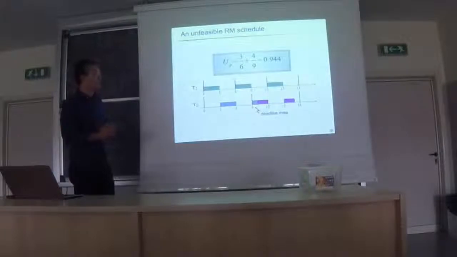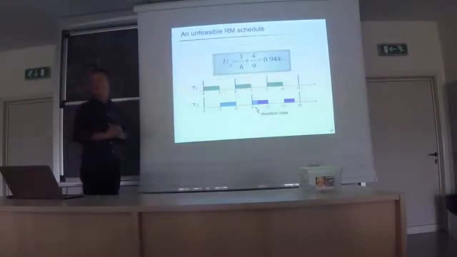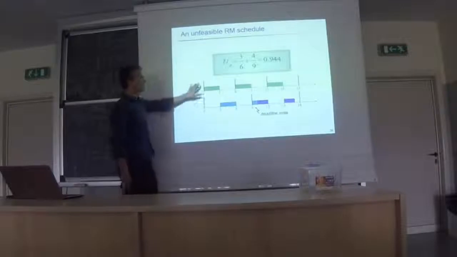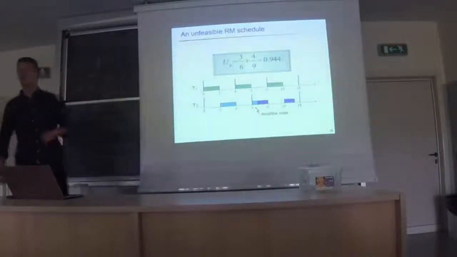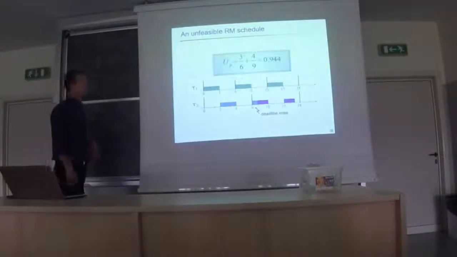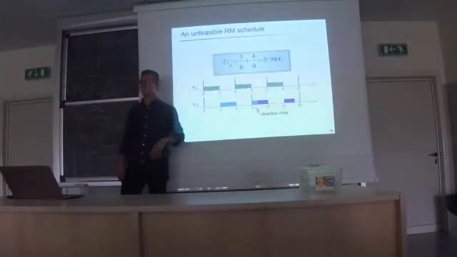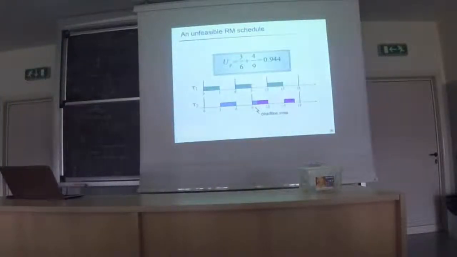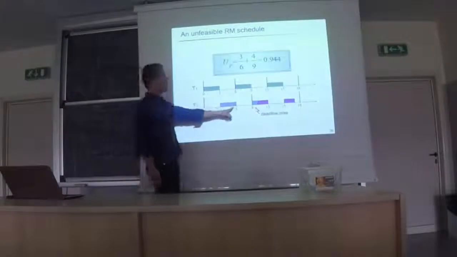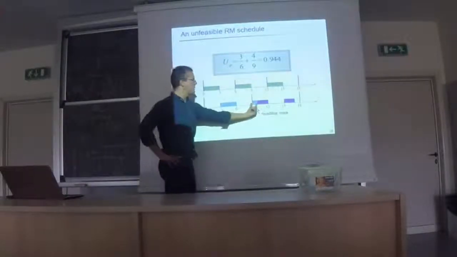Just to tell you, what would EDF do here? Can you answer me? This is the schedule with rate monotonic. What would the earliest deadline first schedule do here? At what time would the schedule be different? Yes, it would end the first blue job, at time 6, right? At time 6, so this block will be here.